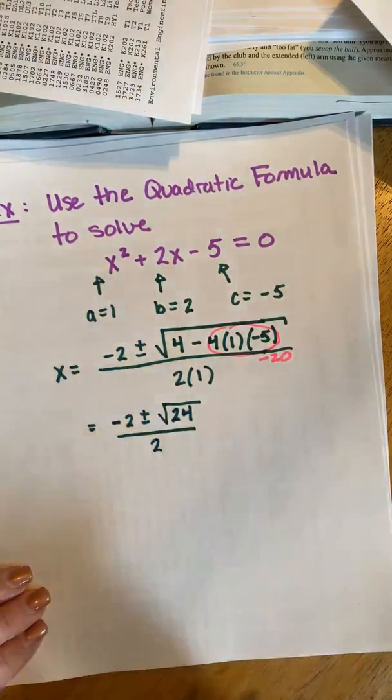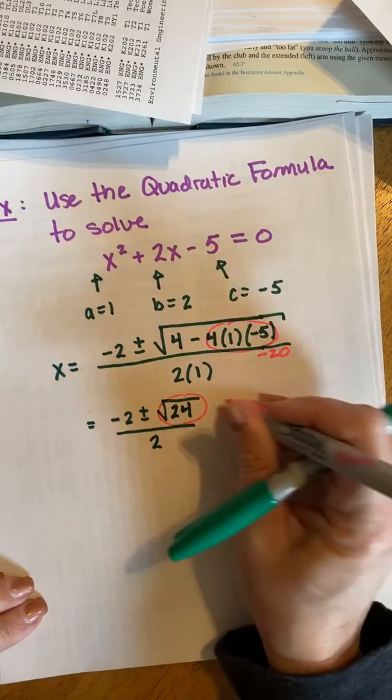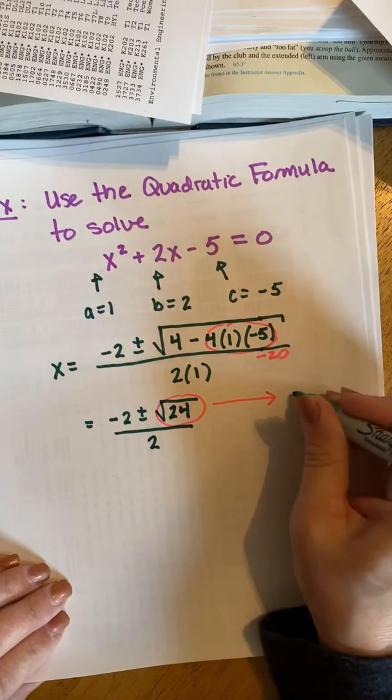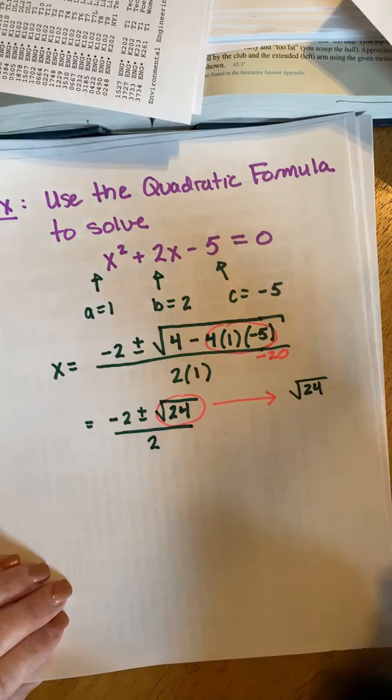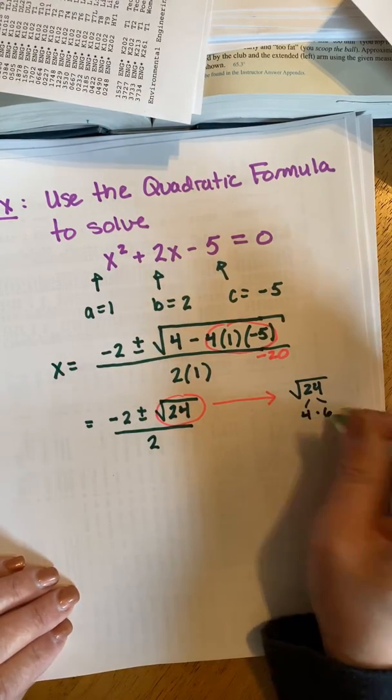All over 2. Now we have to keep in mind what we covered in chapter 7. All our rules still apply. We'll never leave the square root of 24 in any final answer. So the square root of 24 is not simplified because it has a perfect square factor, 4 times 6.